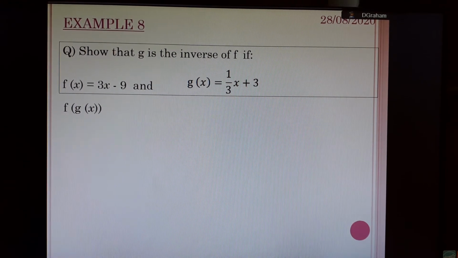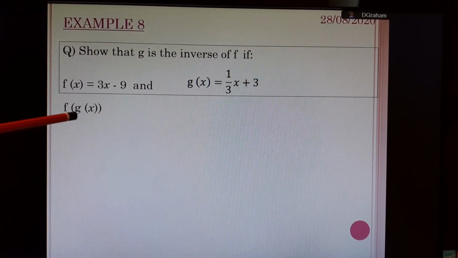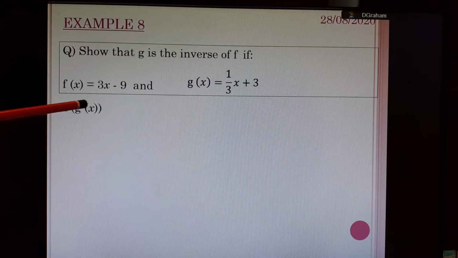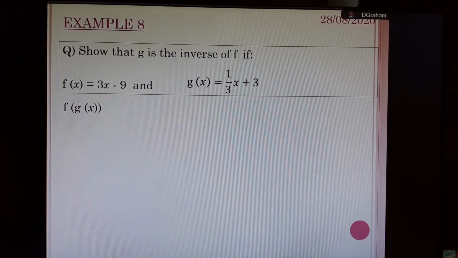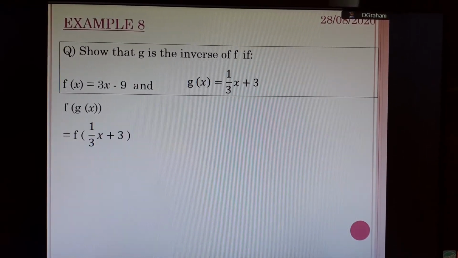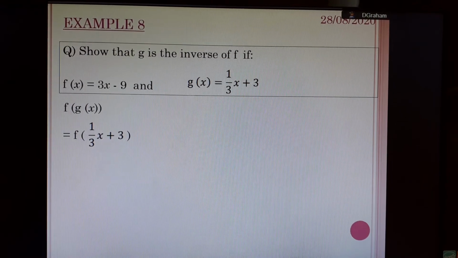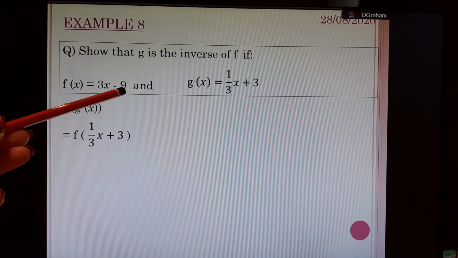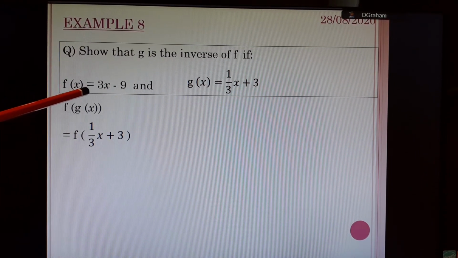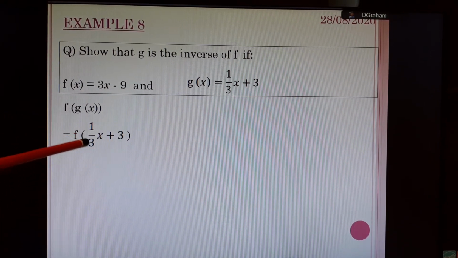So remember how we do the composition of functions. We start with the inside and we're going to put the g function into that bracket and replace it with that. So the g function is 1/3 x plus 3. So we'll write 1/3 x plus 3 and we still get f out there. Now we go back to the f function. We reread the f function as f of the bracket equals 3 times the bracket take away 9. This is now your bracket.